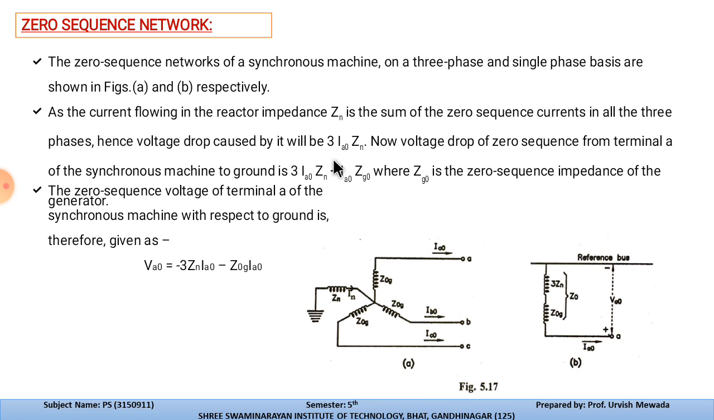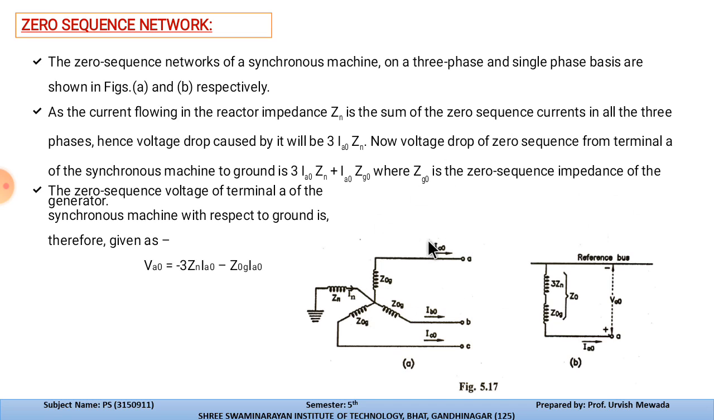So here we do not have the resistance, so that is I into Z, and we are considering the zero sequence, so the current is IA0, which is transferring through this Zn, and we are having three phases, so that's why 3 IA0 Zn. Now the voltage drop of each zero sequence from the terminal of the synchronous machine is 3 IA0 Zn plus IA0 Z0, where Z0 is the zero sequence impedance of the given system.